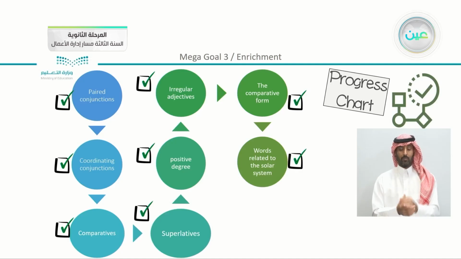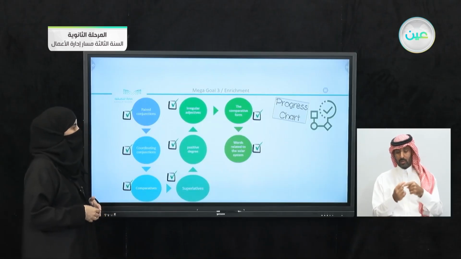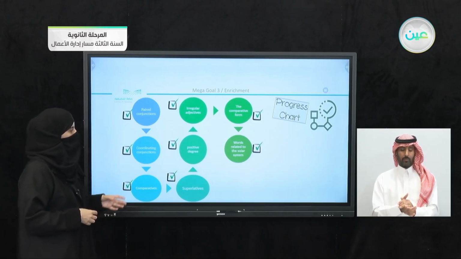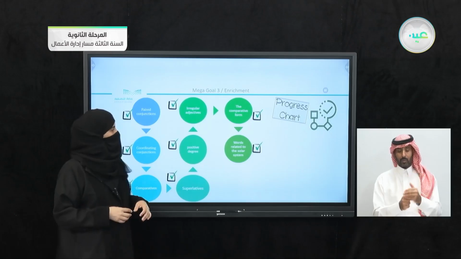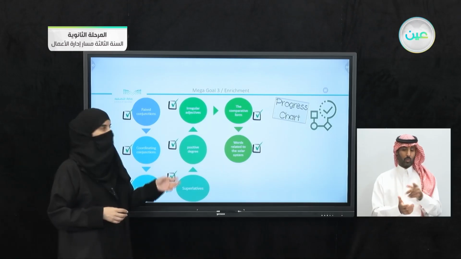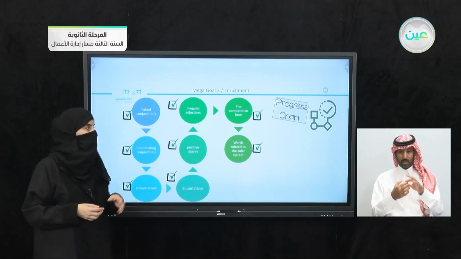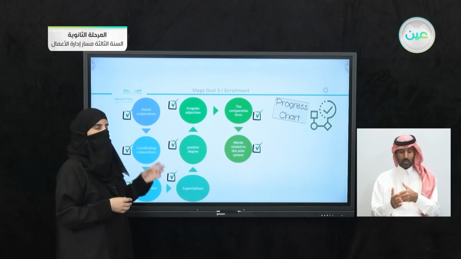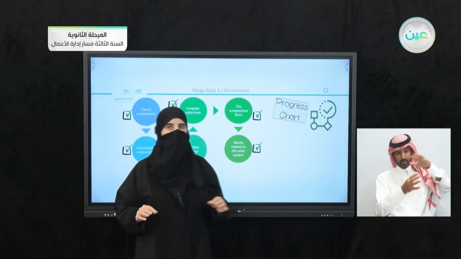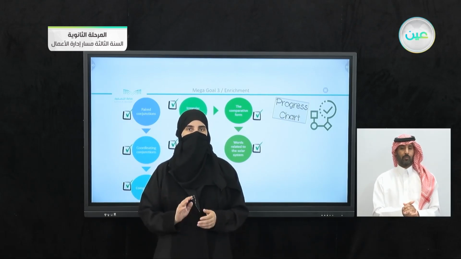Now we have reached the end of our unit, which is Unit 4. You can see that we revised paired conjunctions, coordinating conjunctions, and comparatives. We also studied something about superlatives, the positive degree. We used irregular adjectives in sentences. We studied basically the comparative form, and also at the very end we had something related to space and the planetary system, which is the last part of our forming and function part of the units. So this is our enrichment.